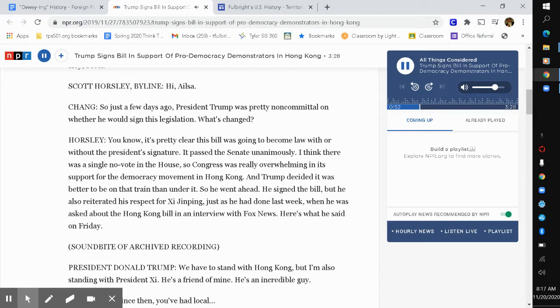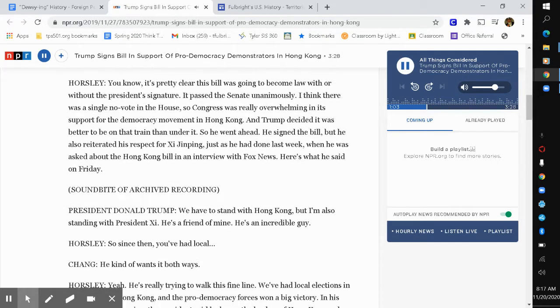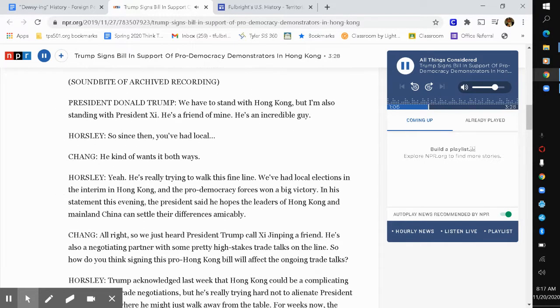So he went ahead, he signed the bill, but he also reiterated his respect for Xi Jinping, just as he had done last week when he was asked about the Hong Kong bill in an interview with Fox News. Here's what he said on Friday. We have to stand with Hong Kong, but I'm also standing with President Xi. He's a friend of mine.